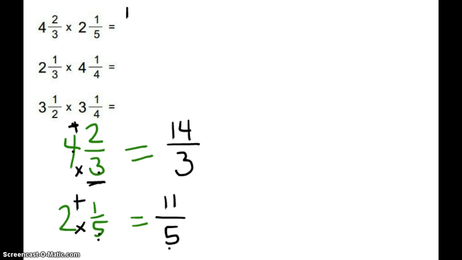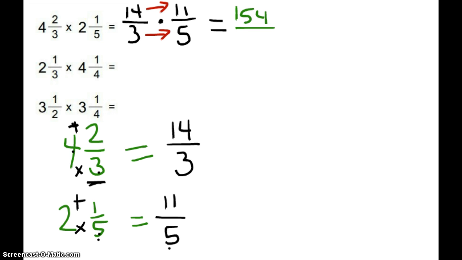So really, we have 14 thirds times, I'm just going to use the multiplication dot, 11/5. And we're just going to, once again, multiply numerator by numerator, denominator by denominator. And 14 times 11 is 154, and then 3 times 5 is 15. So now we've got to go through and we've got to simplify.